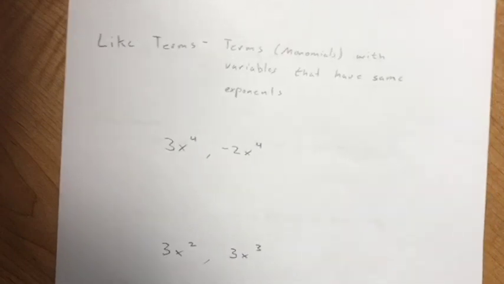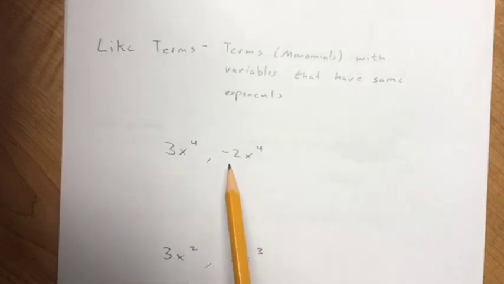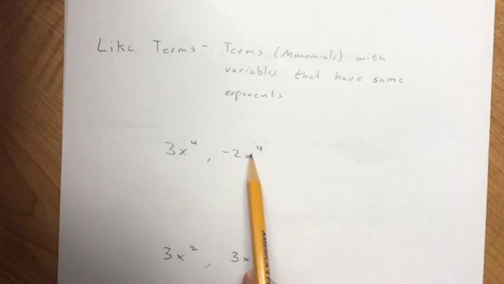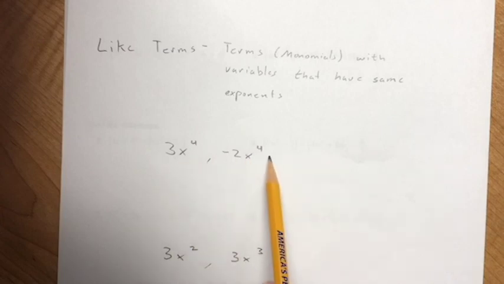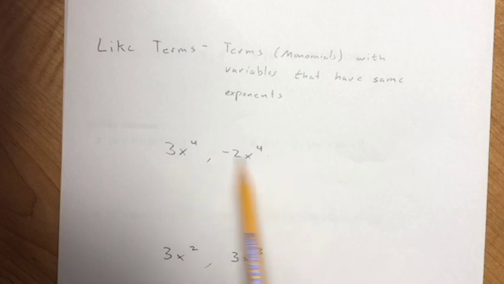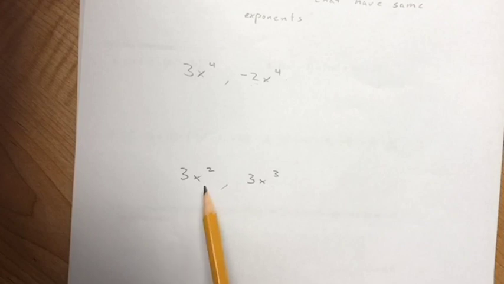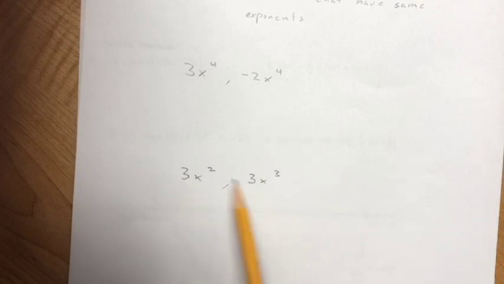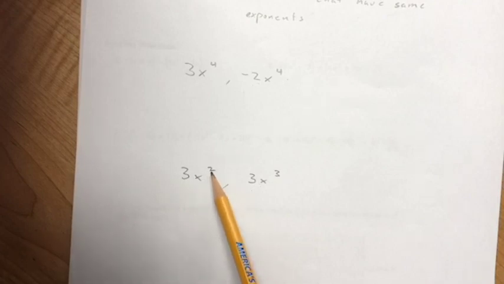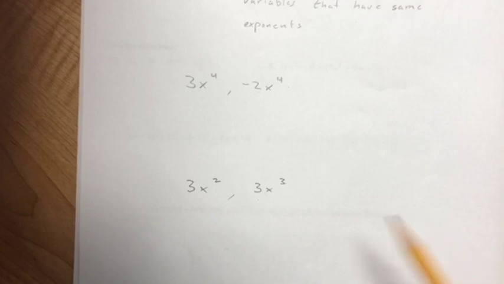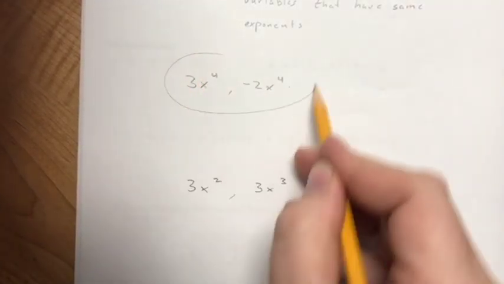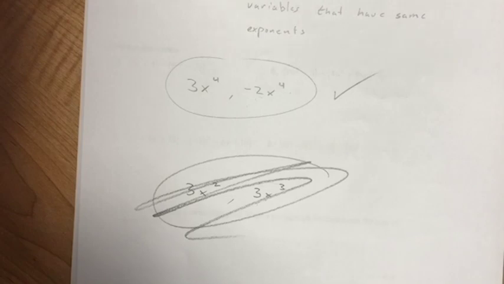So just to give you a couple of little examples, 3x to the fourth and negative 2x to the fourth. These are like terms because the variables have the same exponents. So I can add and subtract these two monomials with one another. However, 3x squared and 3x to the third, I can't do anything with them because the exponents are different. Even though the coefficients are both 3, the exponents are different. So these are like terms. These are not like terms.